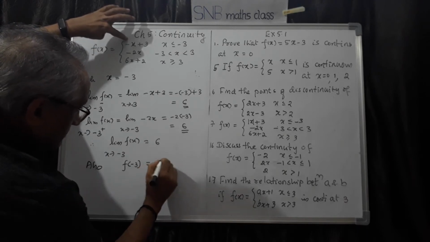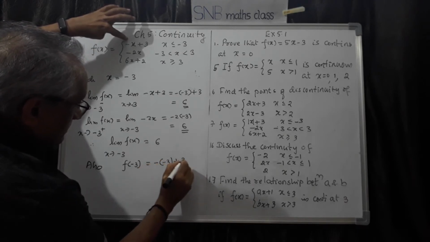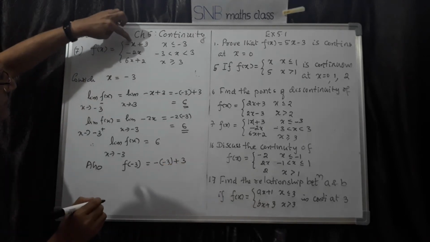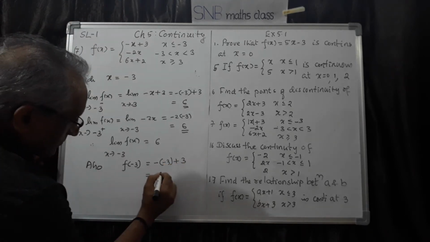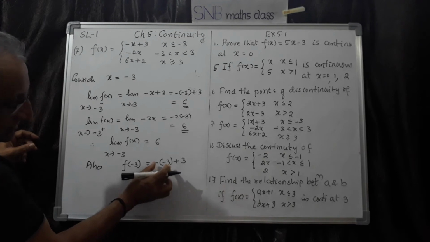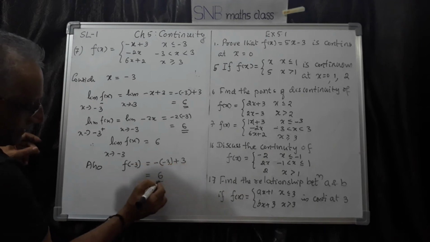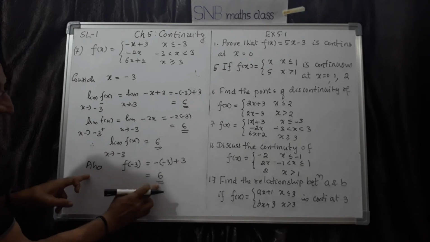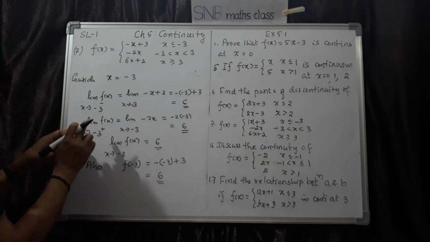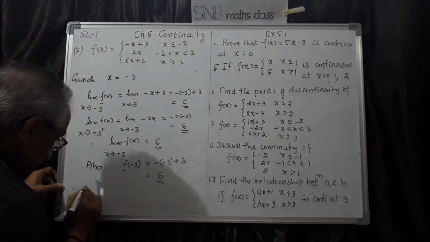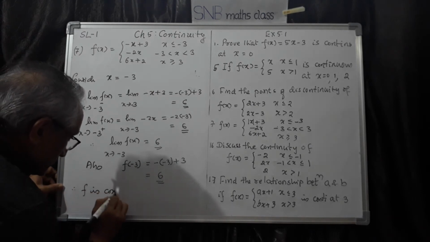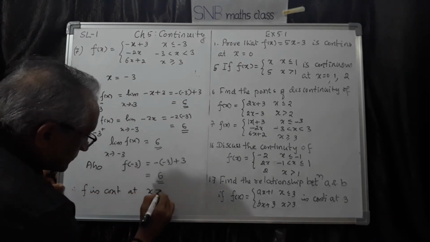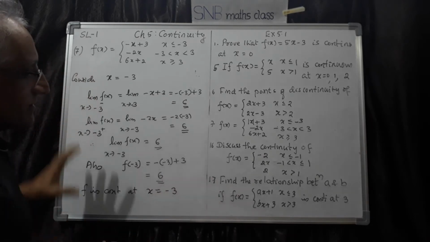This is minus of minus 3 plus 3, because here I have to put minus 3. So minus of minus 3 plus 3 is 6. See, the limit is also the same, and the value of the function is also the same. Therefore, what is your conclusion? It should be continuous at x. Therefore, f is continuous at x equal to minus 3. So this is the argument.